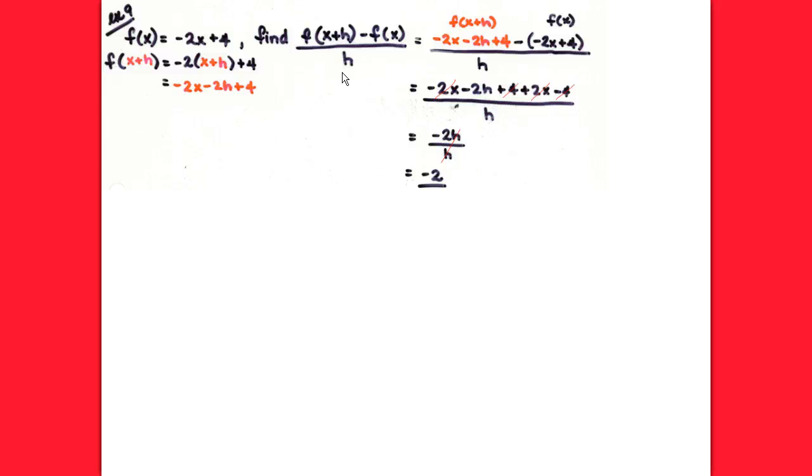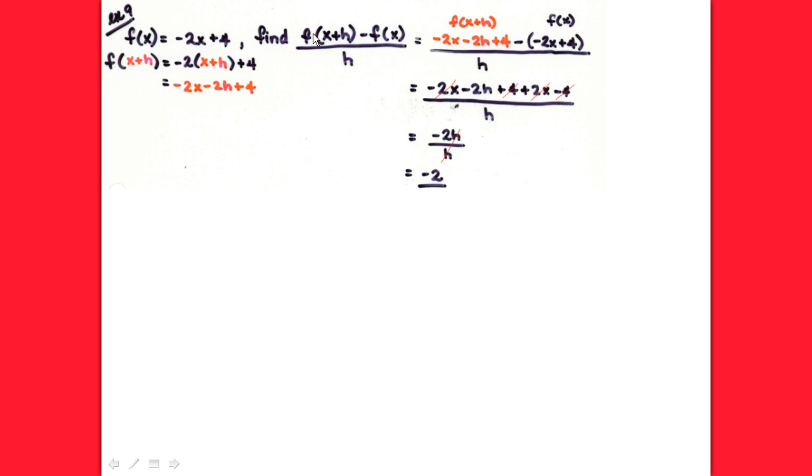They're going to give me a pattern to follow. Like in example 9, it says find f of x plus h minus f of x divided by h. Over on example 10, same thing. Sometimes it'll be a little bit different. Sometimes it might say find f of 2 plus h minus f of 2 divided by h. So you just follow whatever pattern they ask you to find. Okay? So for this one, they told me if f of x is equal to negative 2x plus 4, find this difference quotient.